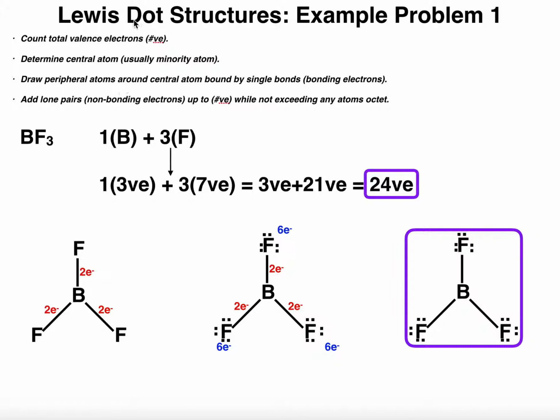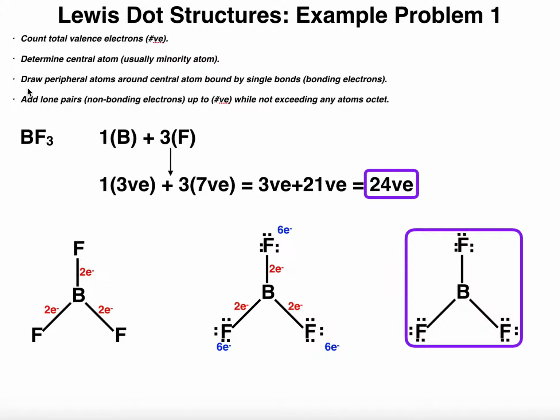And I've got several steps up here, and while there might be some deviation from this in some few problems that you might have, this is a very general look at how you do most of them. All right, so the first step we're going to do is count the total number of valence electrons. I'll show you how to do that. Once you have a number for the total valence electrons, you're then going to determine what the central atom is. Generally, the central atom is going to be the one that's the minority, where there's the least of them. So notice we have 1 boron and 3 fluorines. The boron is probably going to be the central atom.